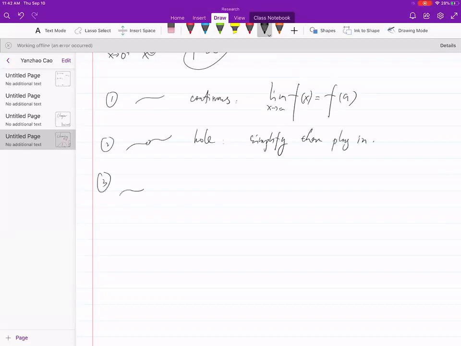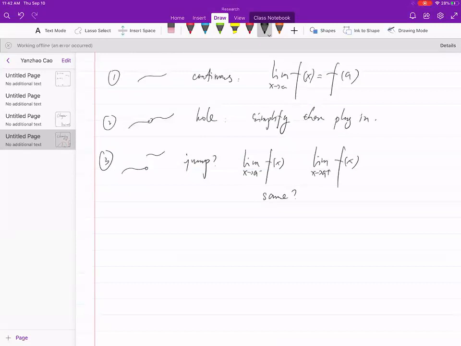Number 3, something piecewise defined. Maybe they match, maybe they don't. Possible jump. What do we do? We check the left, we check the right, and we try to see, are they the same? If they're the same, that's the limit. If they're not the same, no limit.